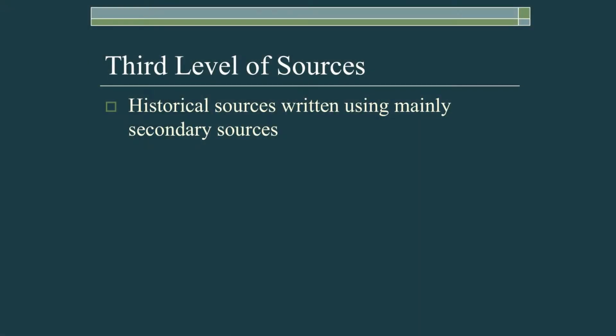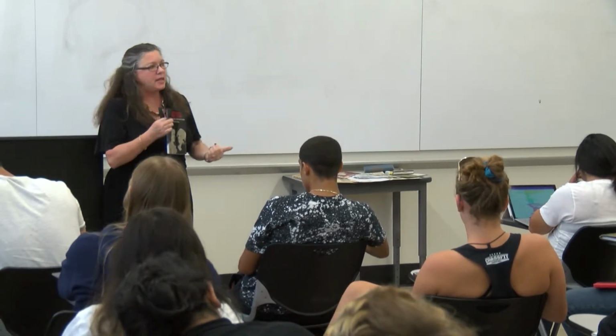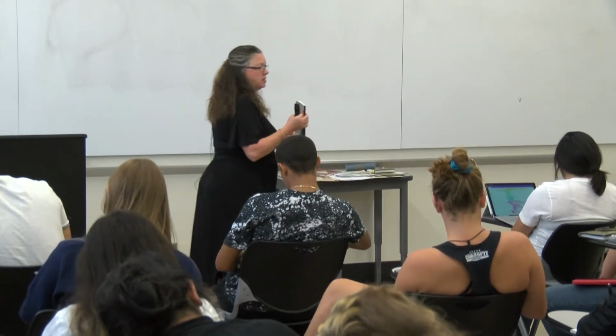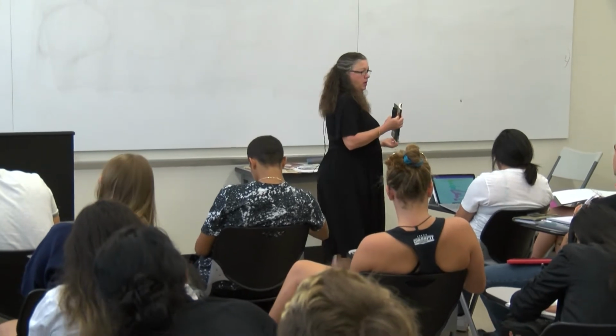Books, academic journals, magazines are all types of secondary sources. Well, there's a third level of source too, and this is where somebody analyzes a variety of secondary sources and puts it in a book. And what do we call that?